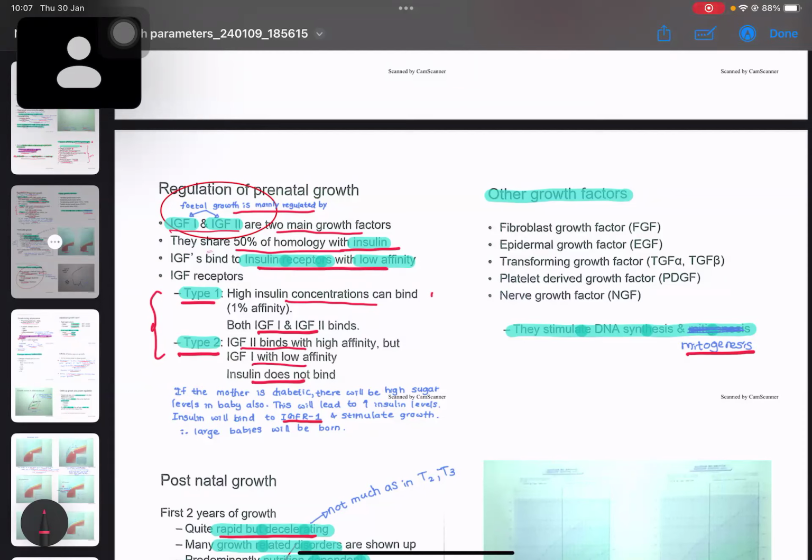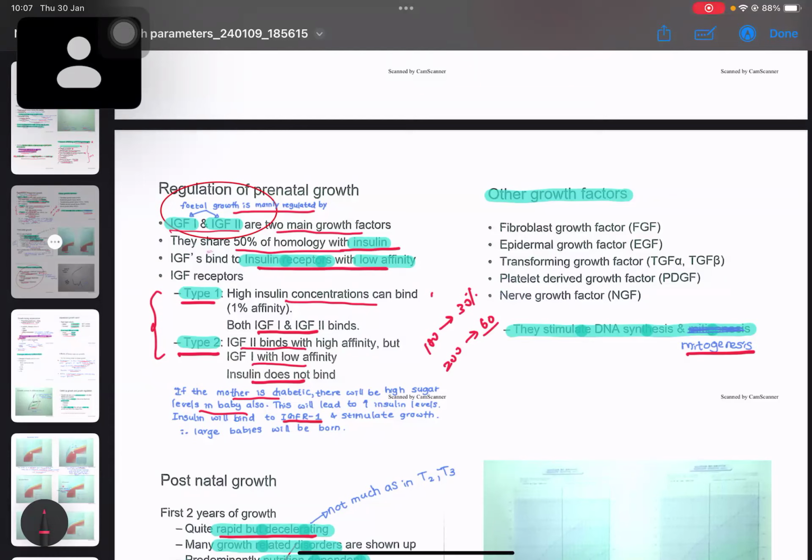Okay. If the mother is diabetic, there will be a high sugar level in the baby also, because a part of the glucose from the mother will be transferred to the baby. Usually, if a normal mother has 100 glucose, let's say 30% is transferred to the baby. If the mother has 200 glucose, 60 will be transferred. So the amount in the baby will be high if the mother has a high glucose level.